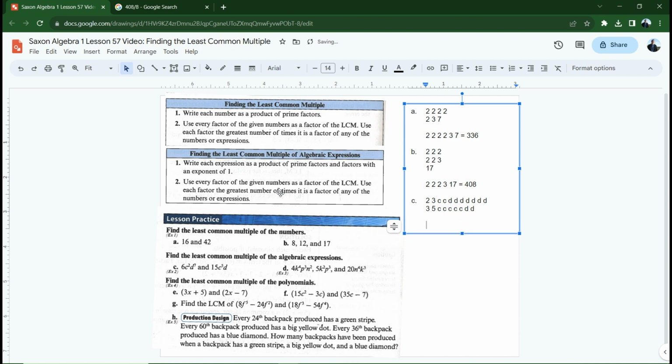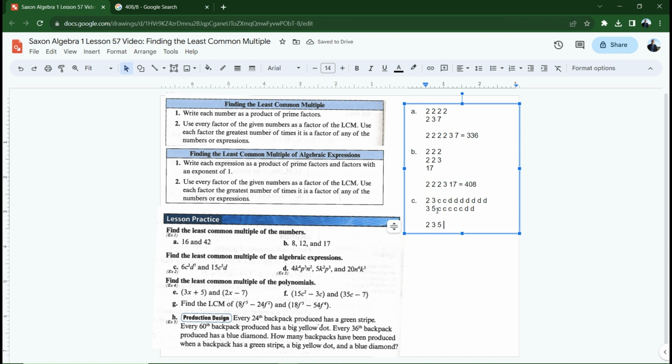What is the least common multiple of these? Well, let's look at the numbers first. I have a 2, a 3, and a 5. Notice that 3 is only ever used once in any one term. I don't include it twice. I include it once because it was only used one time in each term. This is going to be 2 times 3 times 5.